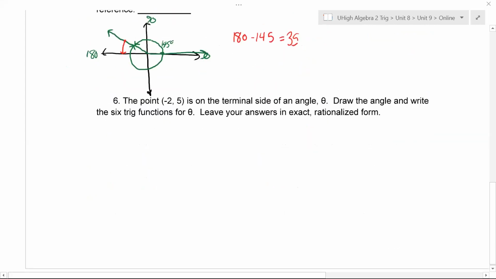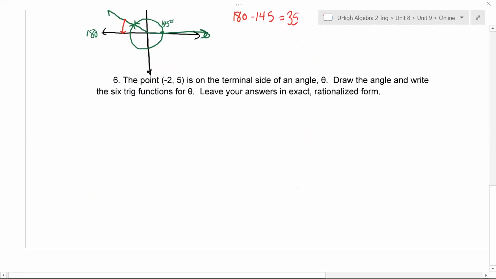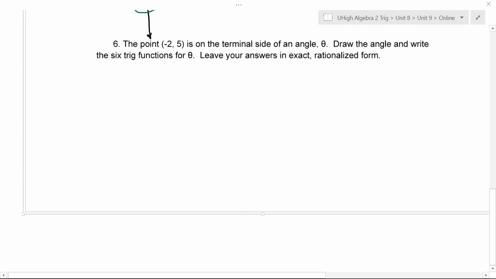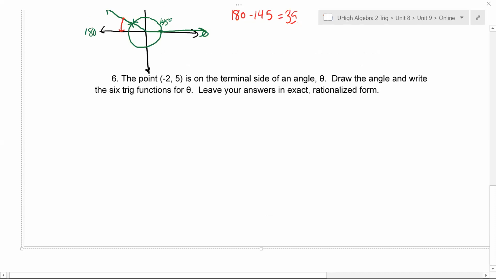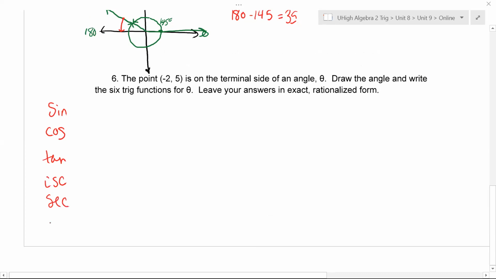All right. Last one is I have the point -2, 5 on the terminal side of an angle theta. Draw the angle and write the 6 trig functions for theta. Leave your answers in exact rationalized form. So what I'm going to be looking for is sine, cosine, tangent, cosecant, secant, and cotangent. All of these of my theta value.